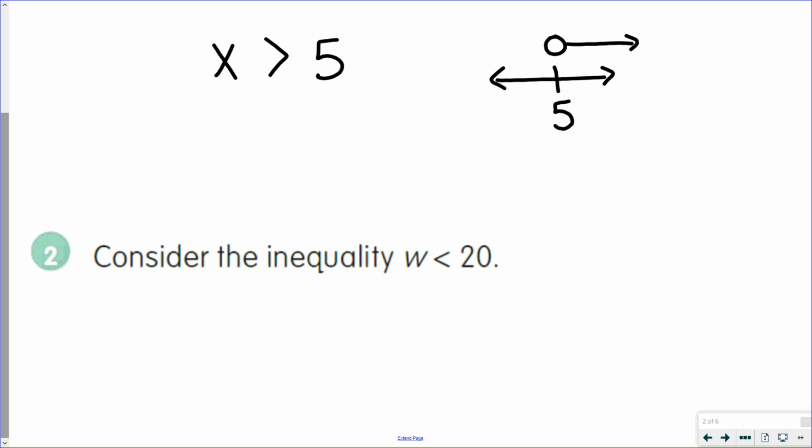So if we do the number line for our inequality of w is less than 20, we're going to draw our number line. Again, at a minimum, we have to put 20 on the number line because that's the only number we know for sure. We'll put an open circle above 20, and since w is less than 20, we're going to have that arrow going to the left, because any number less than 20, so 19, 18, 17 on down, would be a possible solution to that inequality.